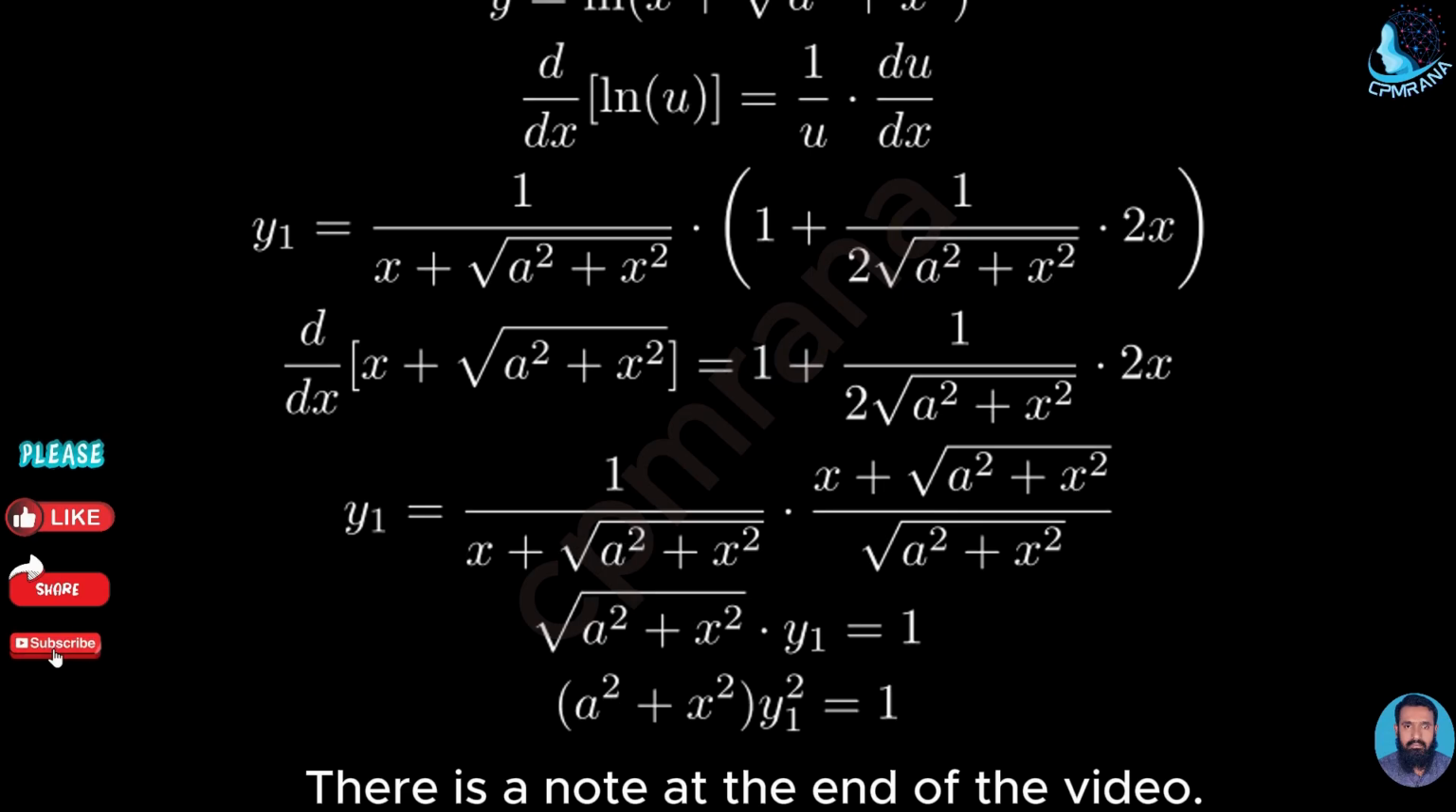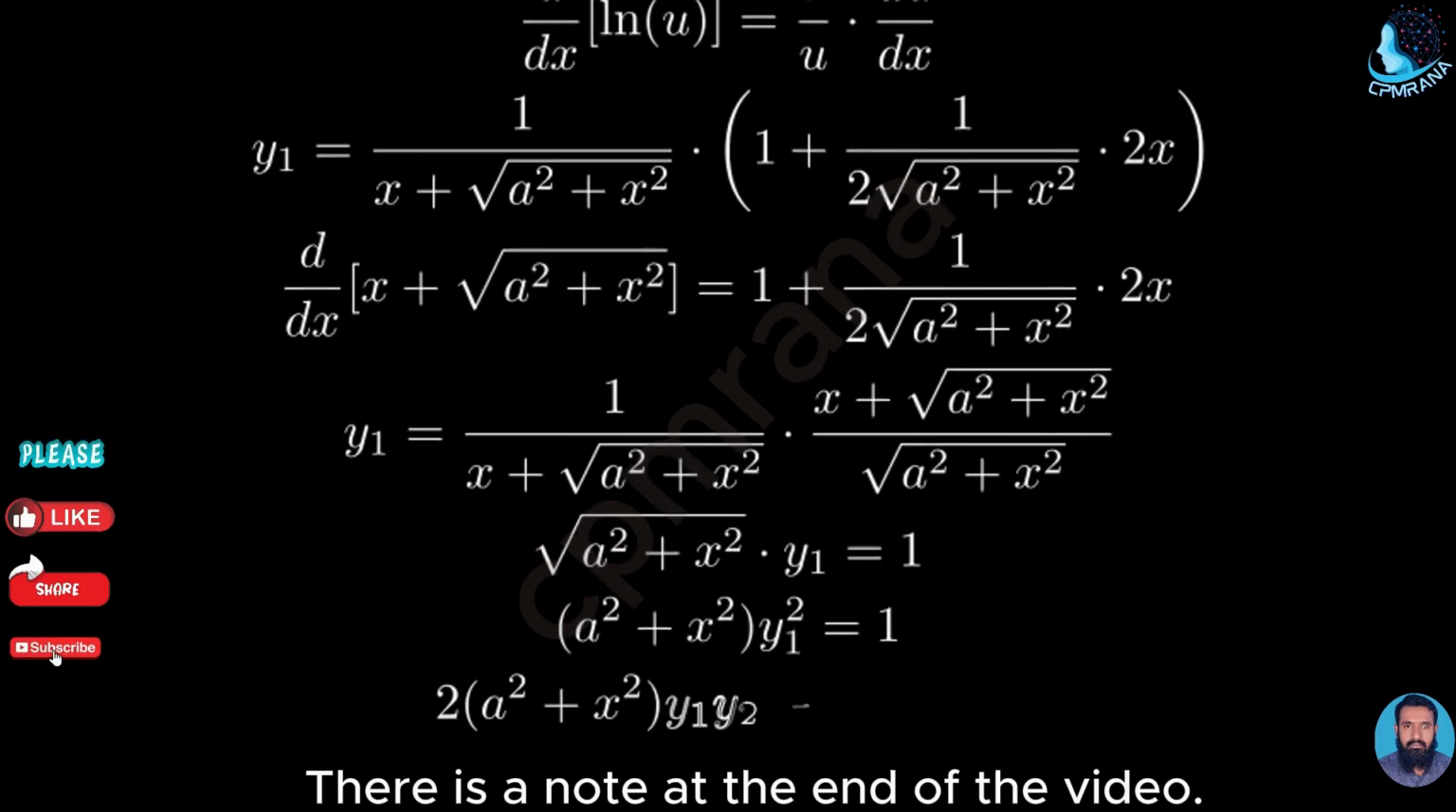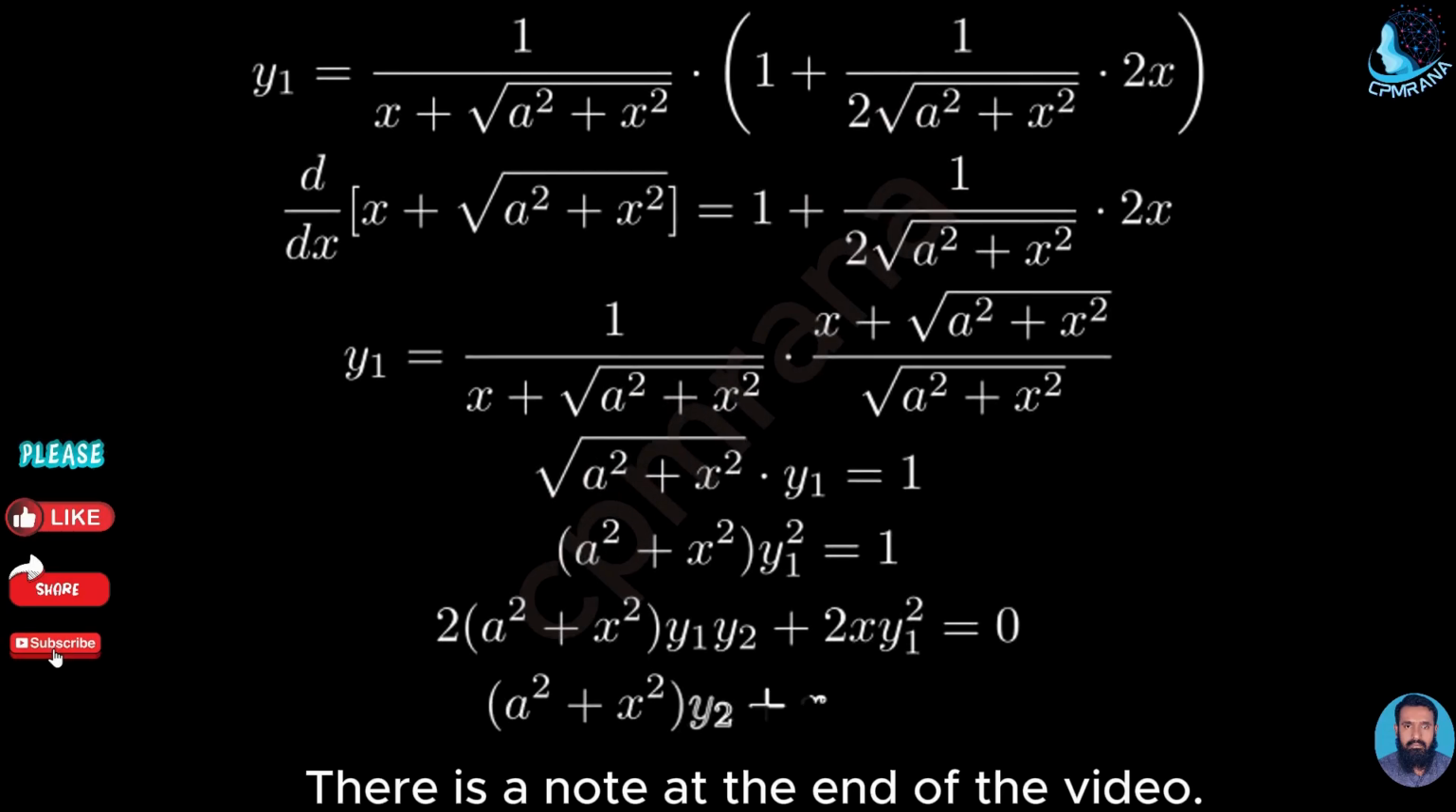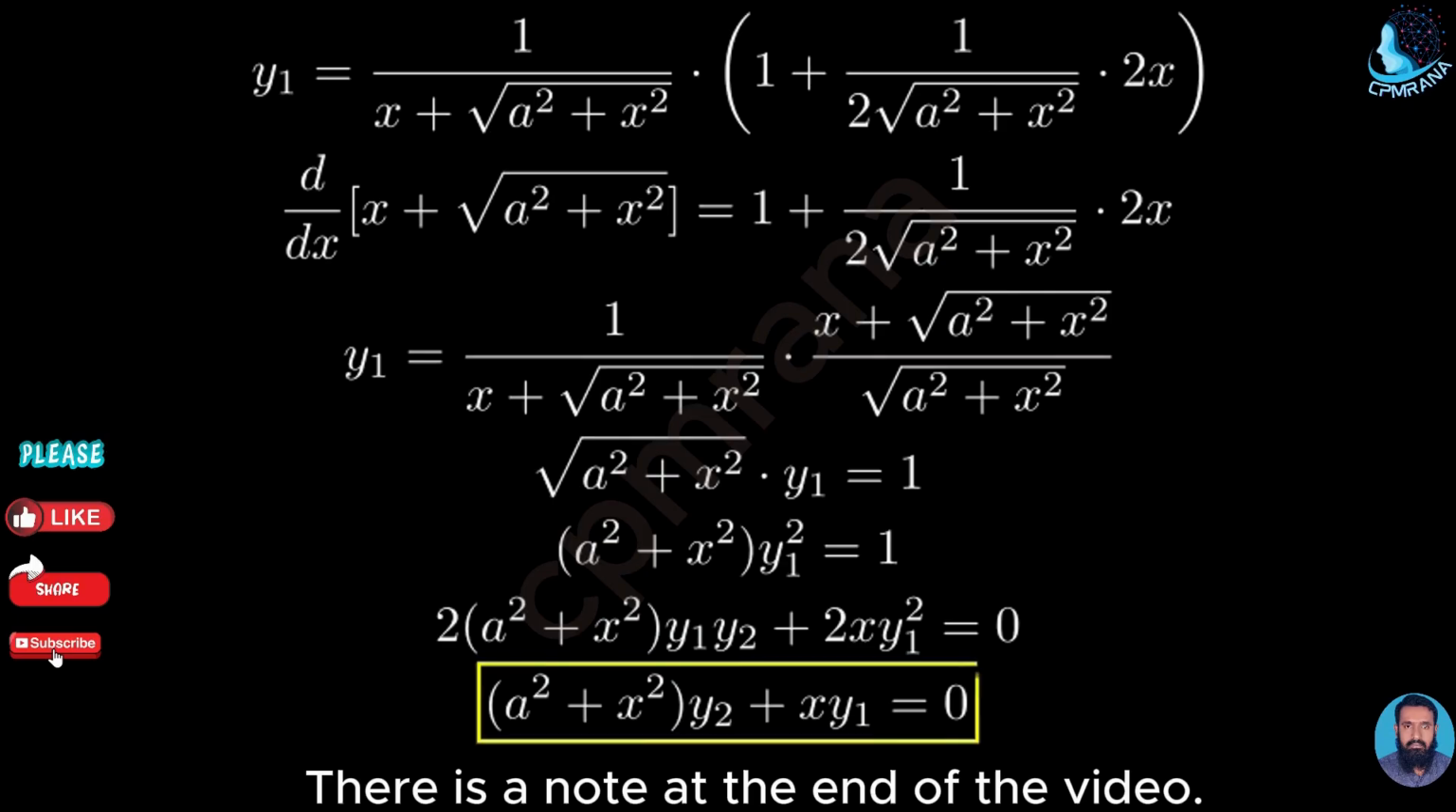Now, for the second derivative, we'll differentiate this equation with respect to x. Using implicit differentiation, we get 2 times a squared plus x squared times y1 times y2 plus 2x times y1 squared equals 0. Finally, we can divide everything by 2y1 to get our desired result. A squared plus x squared times y2 plus x times y1 equals 0.